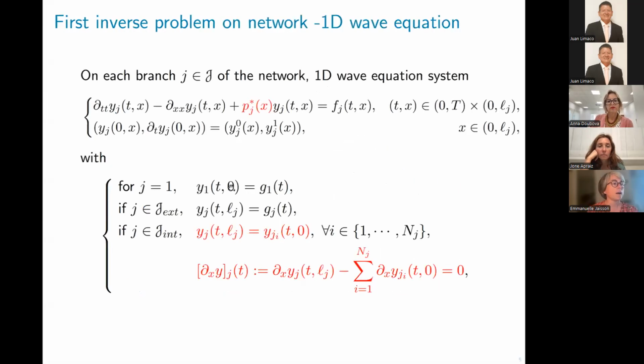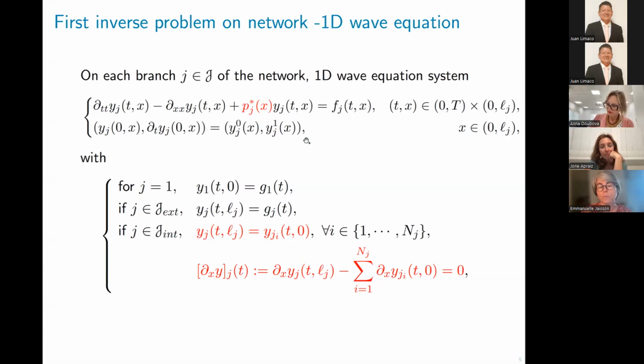Now we are ready to introduce our first inverse problem. It's an inverse problem for a wave equation. On each edge of your network, on each branch J, you have this wave equation with a potential Pj star, which depends only on the space variable. You have a source term Fj and some initial conditions at time 0.